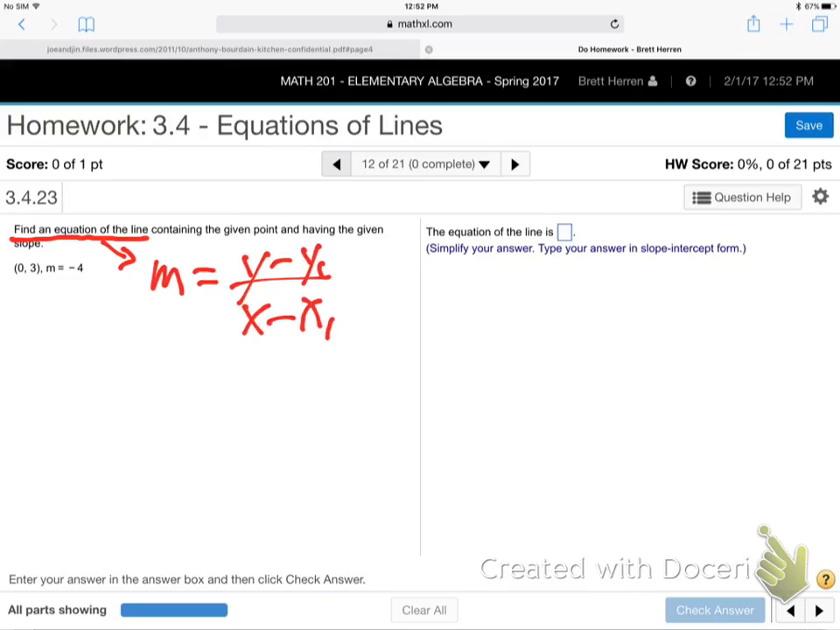Does that make sense? So as soon as you see find the equation, you write slope equals difference of y's over difference of x's, right? Automatically first step. All right, plug in. Plug in the 0, 3 behind the x and behind the y, because 0 is an x value and 3 is a y value. And plug the -4 in for m.